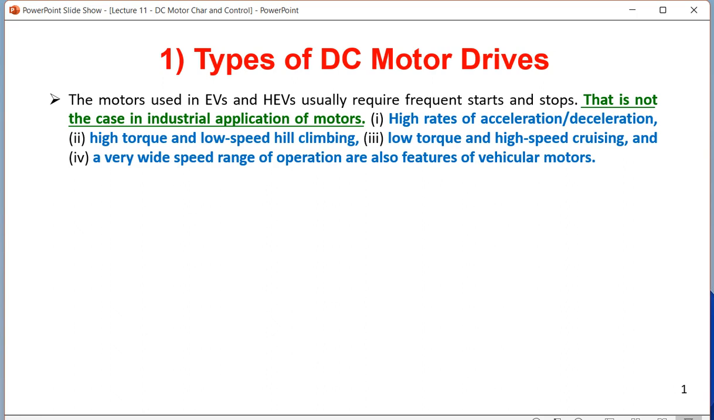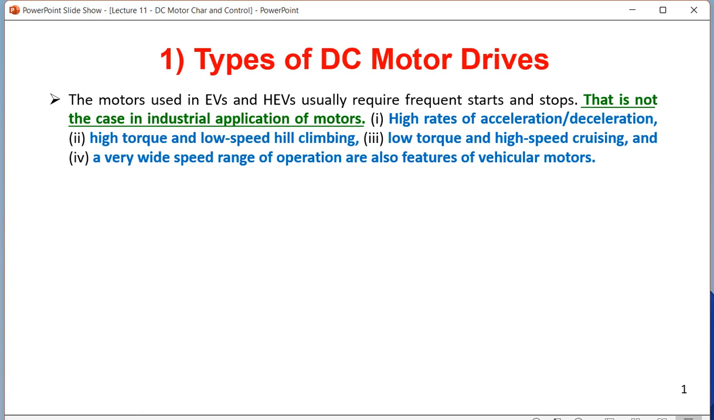We know that EV control is nothing but the controlling of the motor. So whenever you are on the highway, you have to accelerate. That means you have to increase the input to the motor. The motor will generate more power, more mechanical output, and the vehicle will run faster. Whenever you are on a hill or whenever you are braking, at that time you have to decelerate. Next is high torque and low speed climbing.